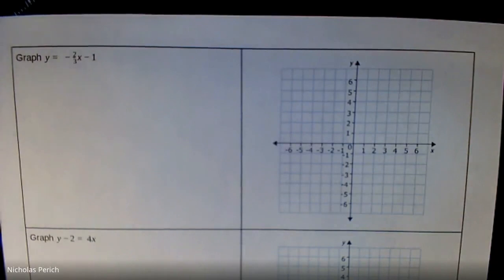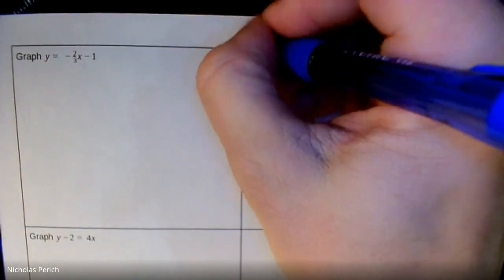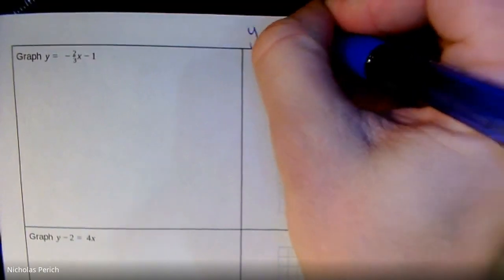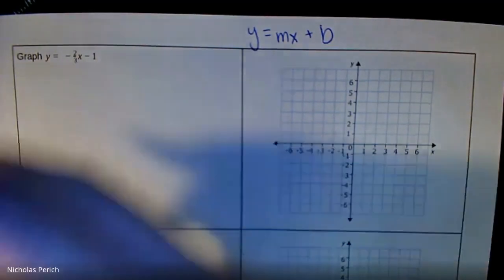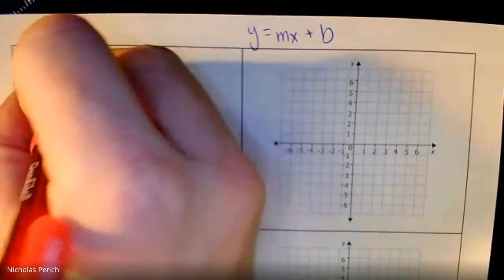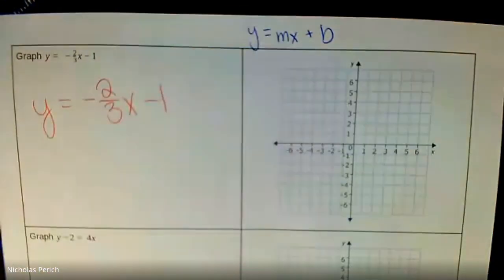The reason why I did all that stuff is because now I have to graph. Remember, slope-intercept form is y equals mx plus b. If y is all by itself, the number in front of x is my slope, and the number all floating around by itself is the y-intercept. I have an equation, and if it's hard for you to see, let me rewrite it out. Negative 2/3 x minus 1.